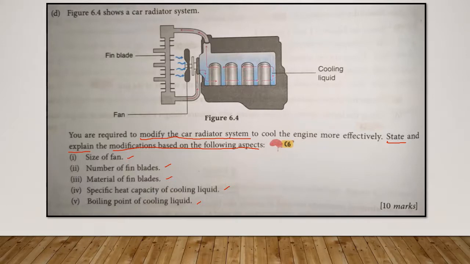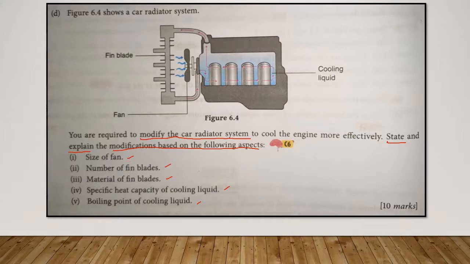meminta anda untuk membuat satu modifikasi terhadap sistem radiator kereta untuk menjadikan enjin ini lebih efektif. Okay, disuruh kamu nyatakan dan menerangkan. Menerangkan, bukan nyatakan saja, kamu kena buat penerangan terhadap modifikasi yang kamu buat itu. Berdasarkan beberapa aspek. Dalam soalan ini dah bagi kamu 5 aspek yang perlu kamu ikut, yang perlu kamu buat.